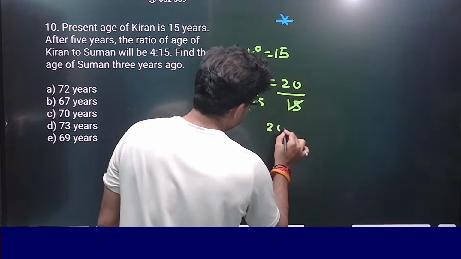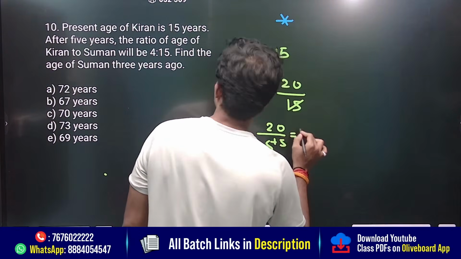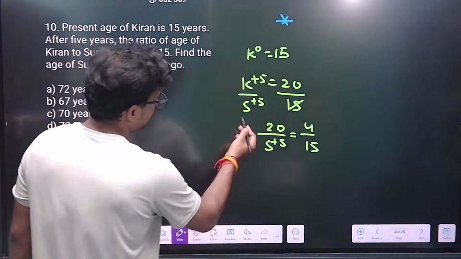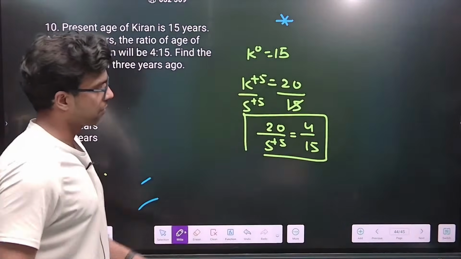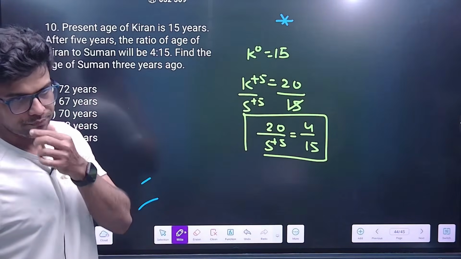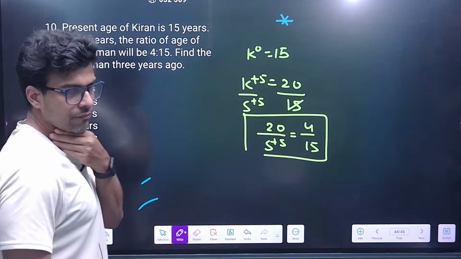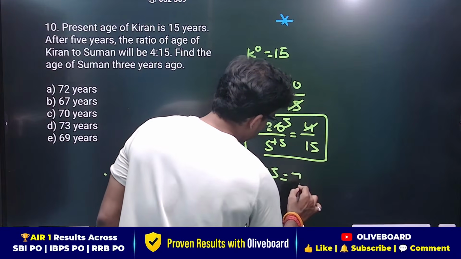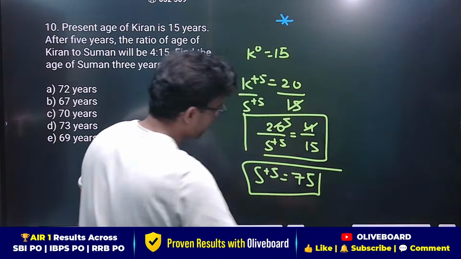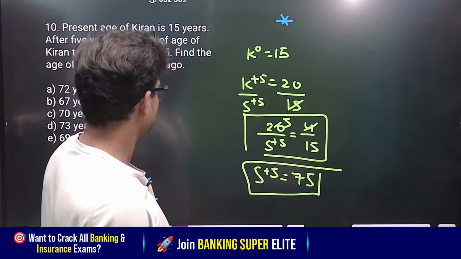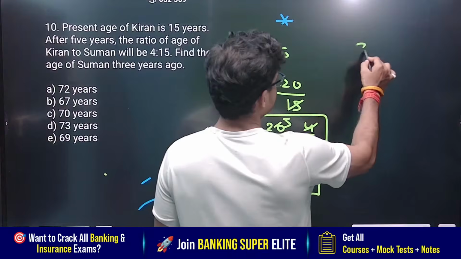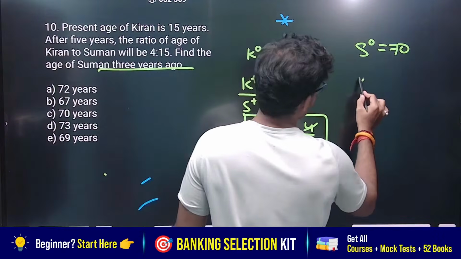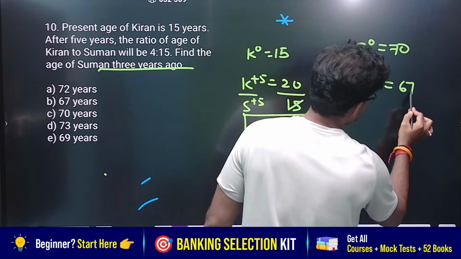So guys, see, 20 upon S plus 5 is equal to 4 by 15. Is this right? I think the ratio would be written in such a manner. Say yes or no. Four fives are 20, so S plus 5 is equal to 75. Makes sense. S plus 5 is 75, S would be 70. 3 years ago, 70 minus 3 would be 67. Answer.